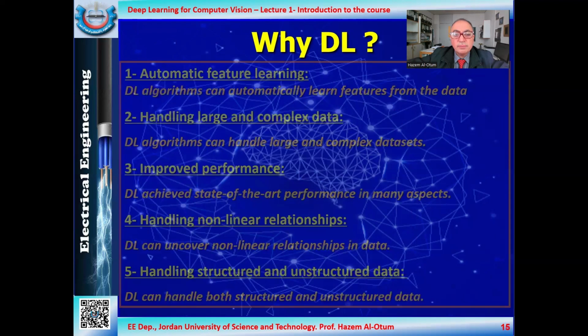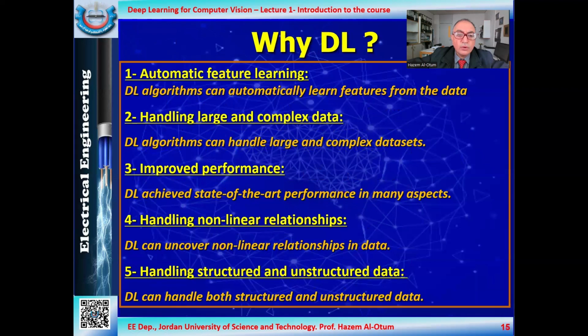Now, why do we need deep learning? Here we can see a long list of reasons like automatic feature learning, handling large and complex data, improved performance, achieving state-of-the-art performance, because in deep learning we are achieving much higher performance than when we are dealing with machine learning, AI, and classical computer vision methods. Handling nonlinear relationships: the network can uncover nonlinear relationships, which is not easy for other methods.